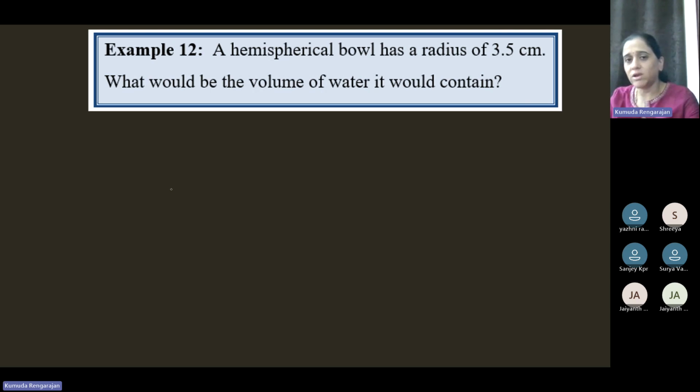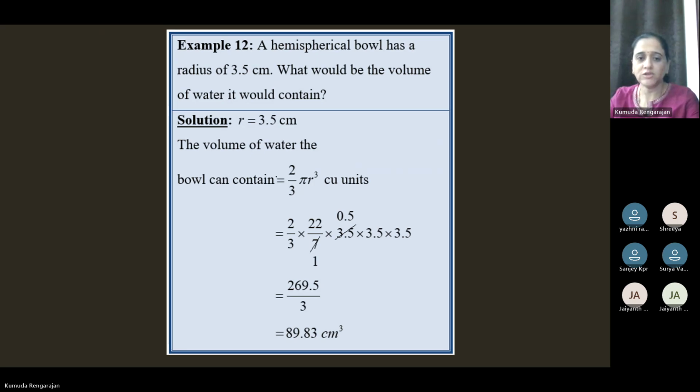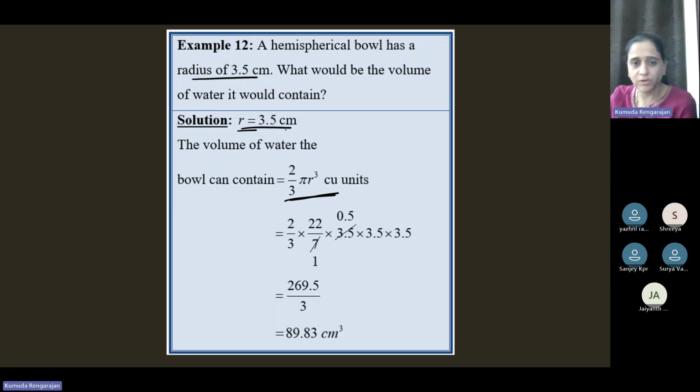A hemispherical bowl has a radius of 3.5 centimeters. What would be the volume of water it would contain? Volume is 2 by 3 pi r cube, direct. Correct? Yes, radius is given. Radius is 3.5. Volume is 2 by 3 pi r cube because it's a hemispherical bowl.